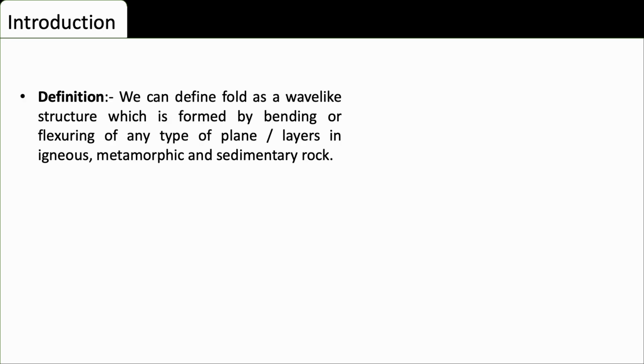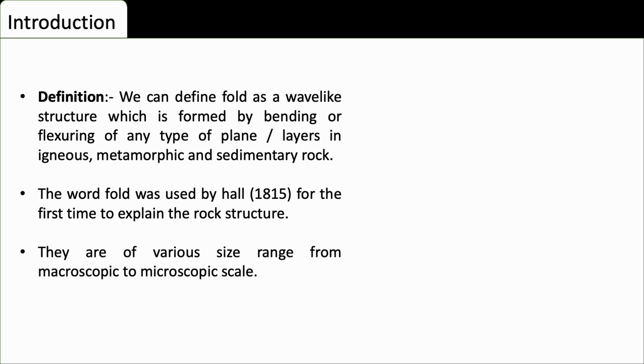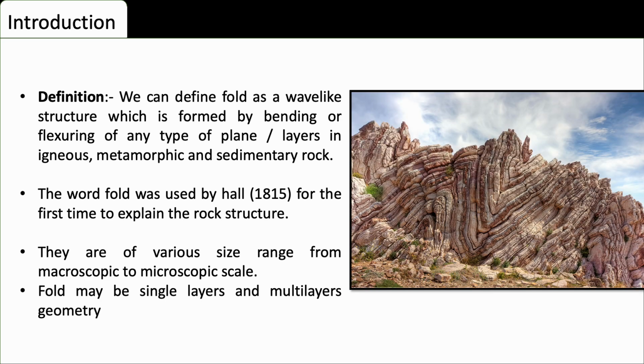Now I am going to start with the basic definition of fold. What is fold? The fold is a wave-like structure that forms due to the bending and flexuring of rock layers. These layers can belong to igneous, metamorphic and sedimentary rocks. The word fold was used by Hall in 1815 for the first time to explain the rock structure. The folds can be of various size range from microscopic to megascopic. The fold may be single layer or multiple layer. This is the photo that shows how fold looks like in the field.